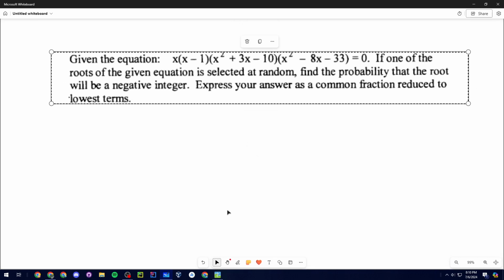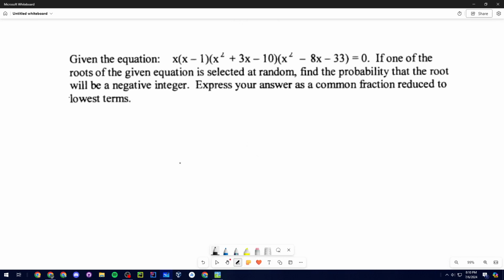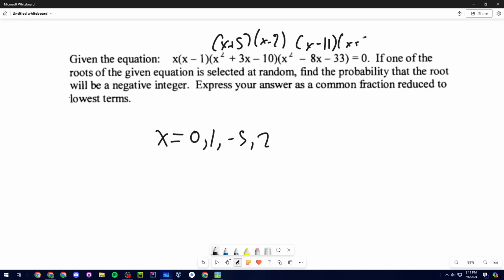Okay, so the solution. What are the solutions for x? Well, x can equal 0 because that's this root. x can equal 1. What's this factored? Can it be factored? Yes, it can into this, so then -5 and +2. And then can this be factored? Yes, it can. There's x minus 11, x plus 3. Okay, nice.